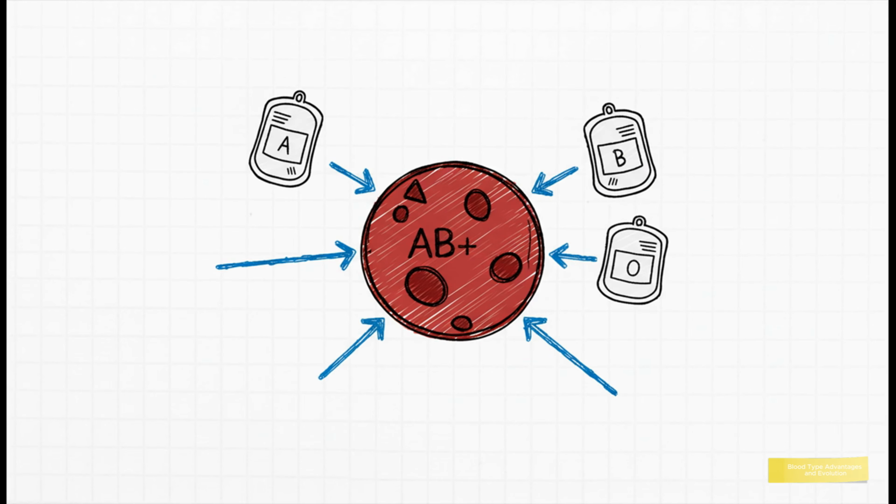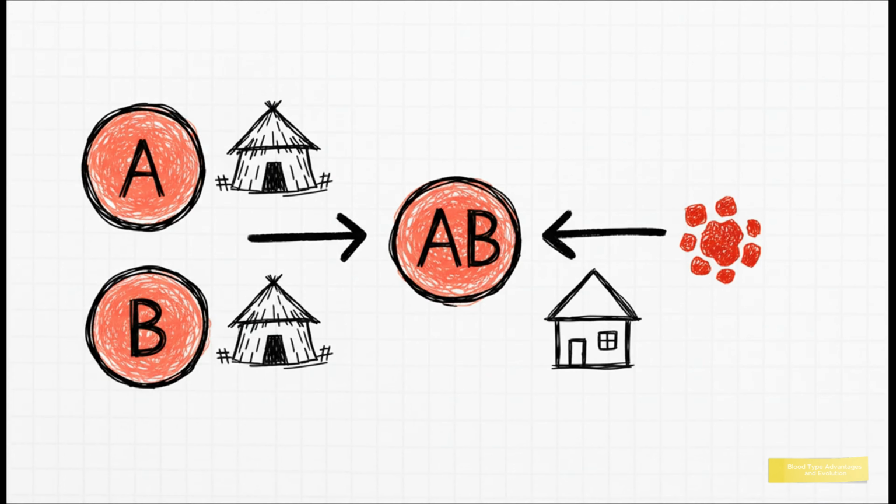It's called the universal recipient. Because its red blood cells have both A and B ID badges, its immune system sees both as friendly. That means it can take red blood cells from any donor, any of them. It's incredible to think about, but AB positive is brand new, evolutionarily speaking. It only showed up a few thousand years ago when populations with type A and type B started to mix and have kids. They're a living example of genetic blending.